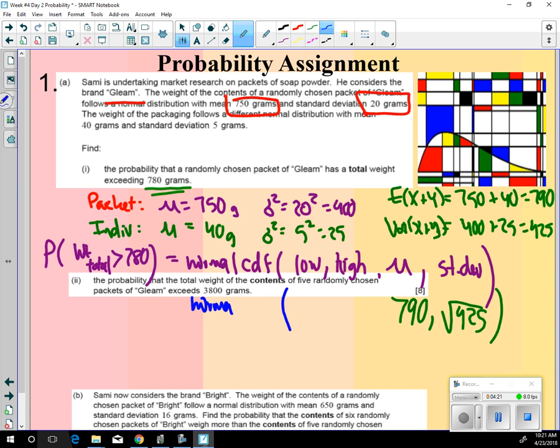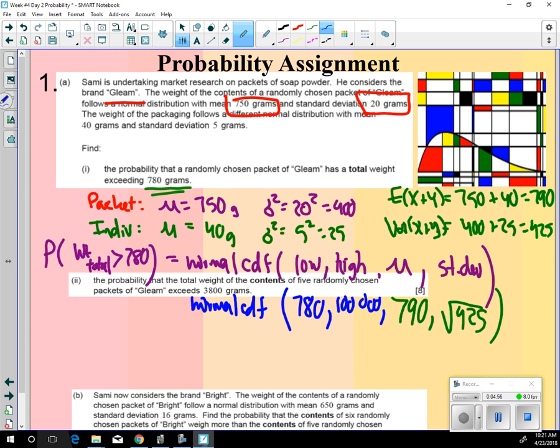All right. So we're starting at, the weight is going to be greater than 780. So we're going to start at 780. And what's our high? I would just make up something big like 100,000 is fine. Anything over 5 standard deviations, whatever that standard deviation is, is going to be fine. You'd use your calculator.